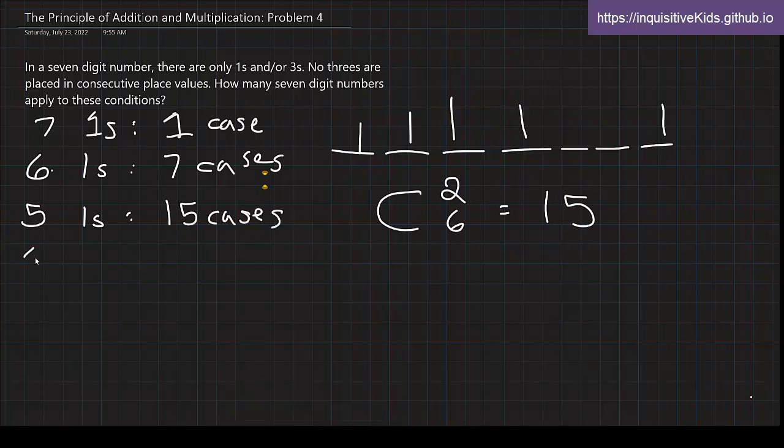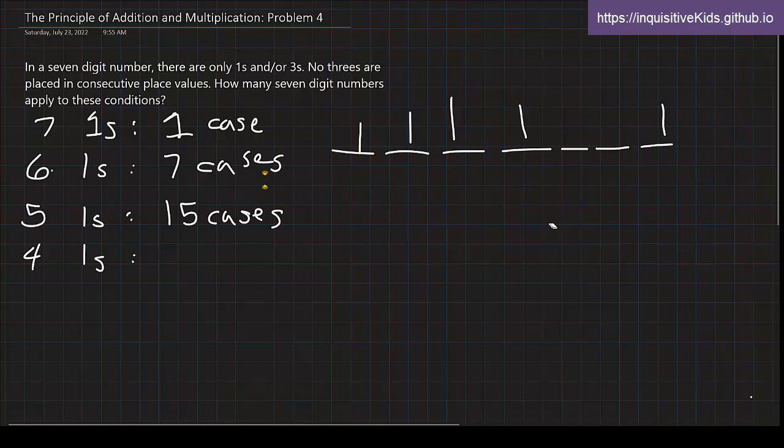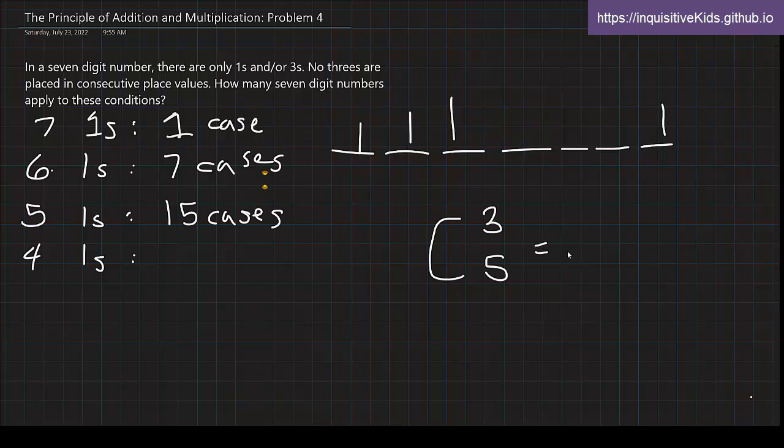Now let's look at if there were 4 ones. Then there would be more spots for the threes, right? So the equation would be, out of 5 possible spots for the threes, we need to choose 3 threes. That is equal to 10, meaning that this would be 10 cases.